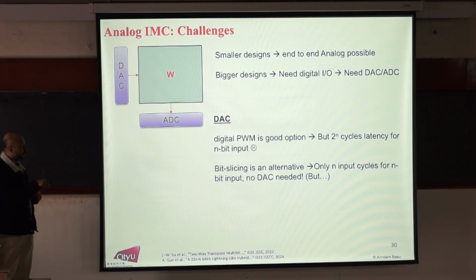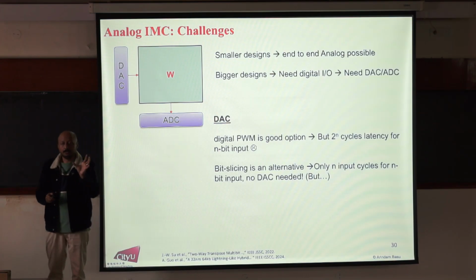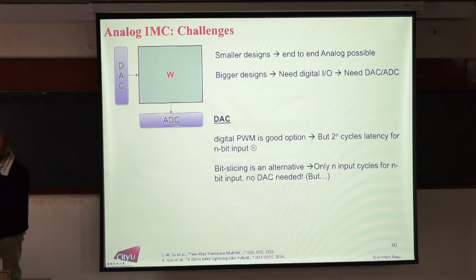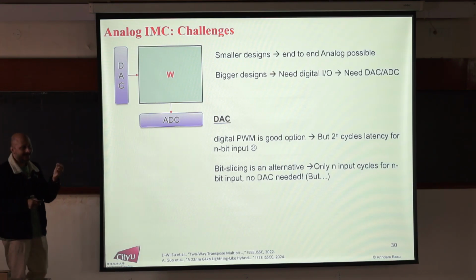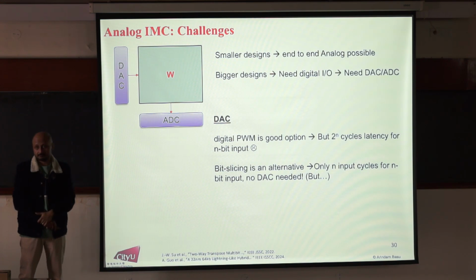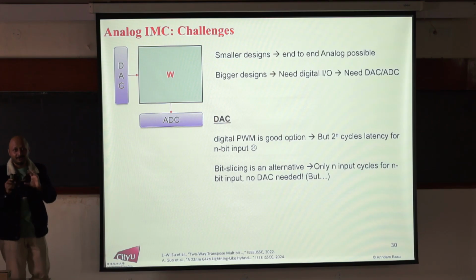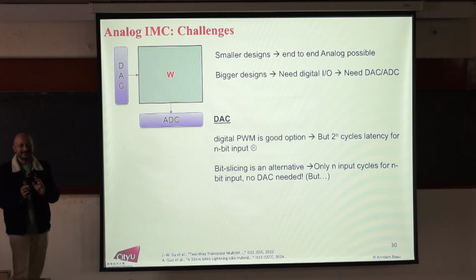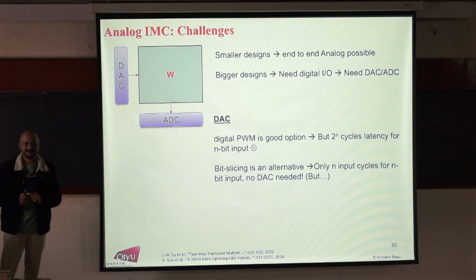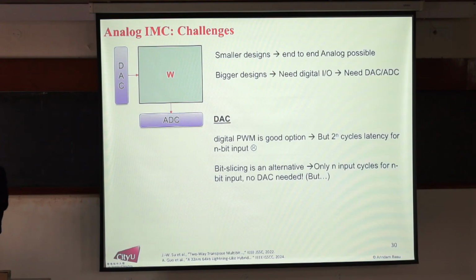We talked about digital PWM, pulse width modulation, as a good option. But now there's a problem that we didn't talk about, which is that for normal pulse width modulation in digital, if you're representing an n-bit word, you need 2 to the power n clock cycles. So that's a big latency. So even though I said order 1, it's order 1 in terms of the weights, but not order 1 in terms of bit resolution of the input and output. So you have to be careful what you're talking about.